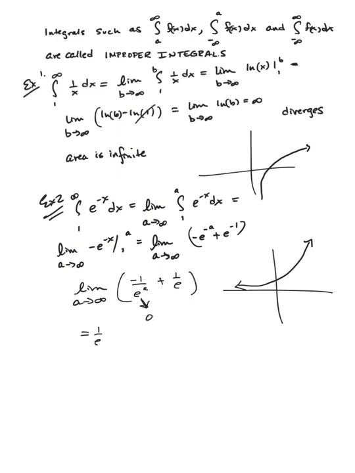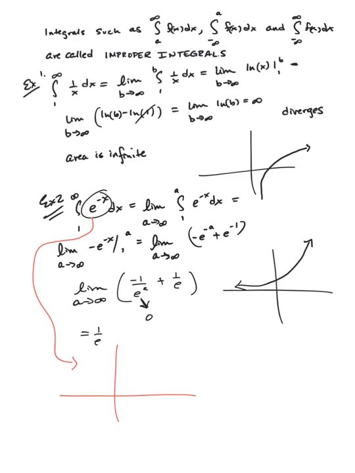So what that means for you, if you look at the graph of e to the negative x, this should make sense to you that this area would be bounded, that it would be finite, all right? Because if you look at this integrand, think about the graph of that.